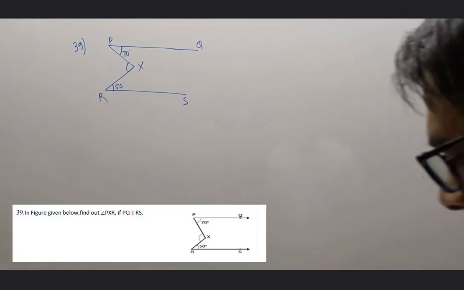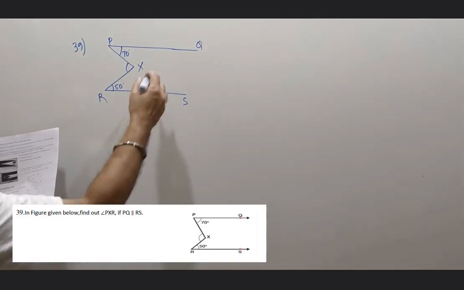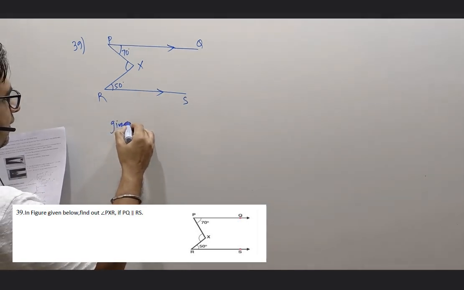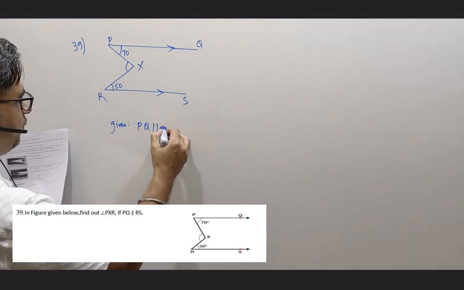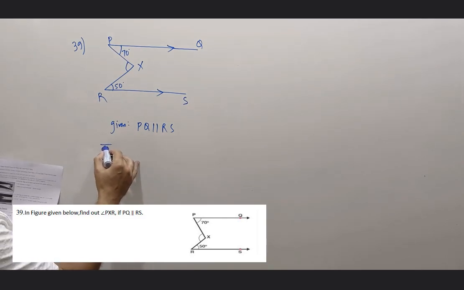So in this question 39, it's given that PQ is parallel to RS. So let's mark that PQ is parallel to RS, given PQ is parallel to RS, and these angles are shown. We've got to find the value of angle PXR. To find angle PXR.